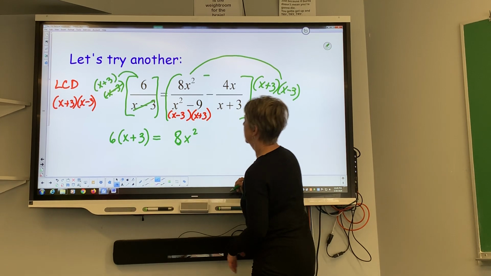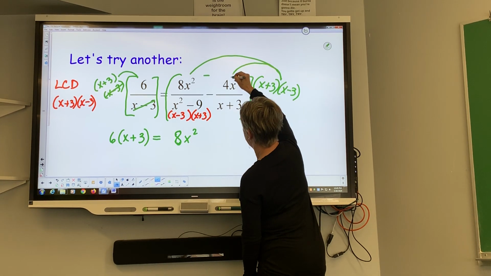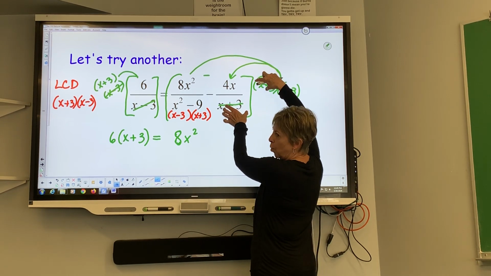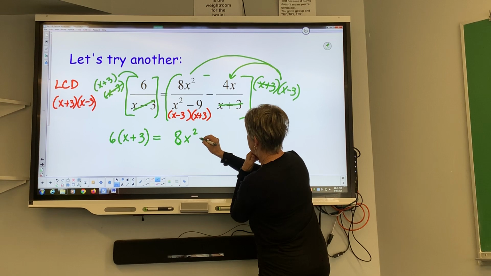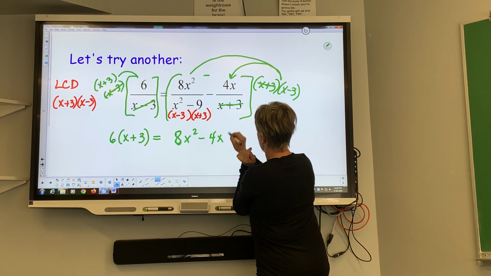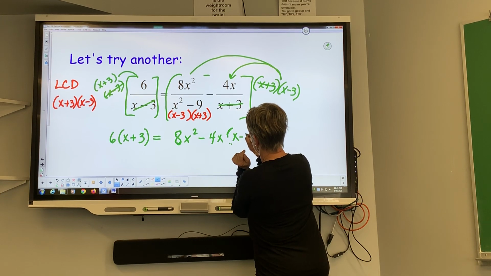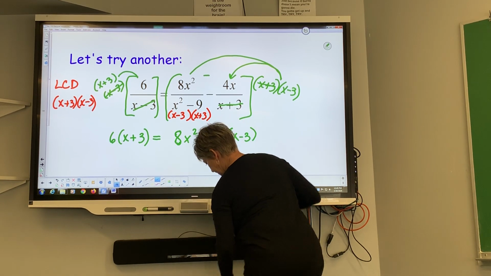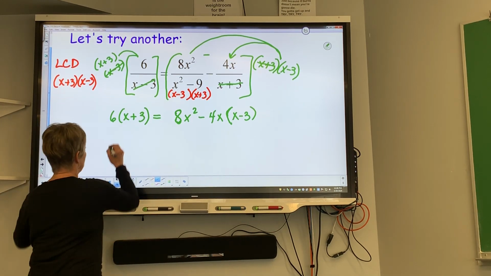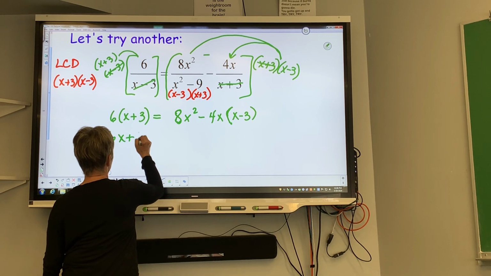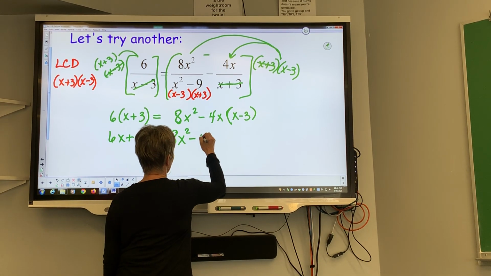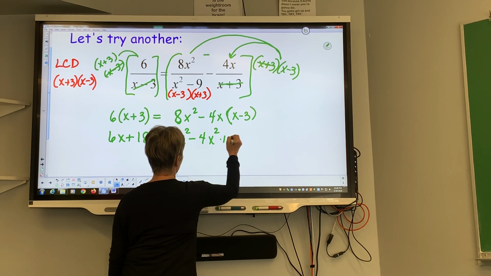When I multiply this by this fraction, the x plus 3's are going to merge and become 1. And now watch, I have that subtraction sign, negative 4x times x minus 3. And so now I just have to solve this. So let's go through and simplify. 6x plus 18 equals 8x squared minus 4x squared plus 12.